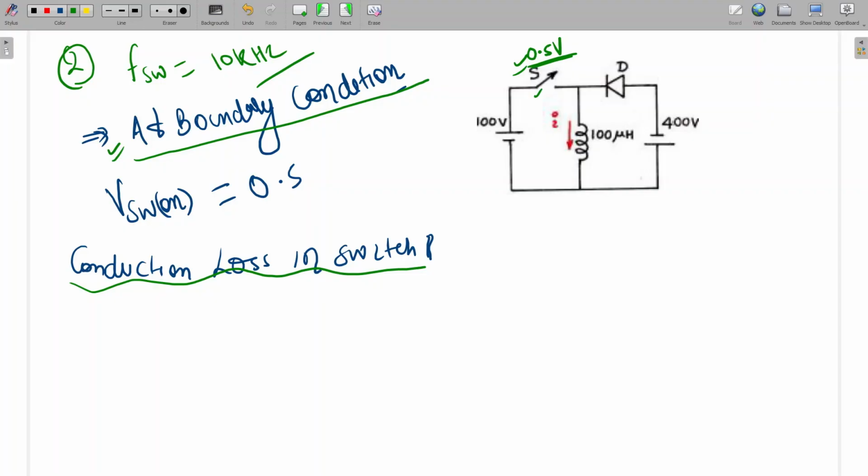Everyone got the last question, all discontinuous conduction, whatever I have explained till now. Is it clear to all? Okay.